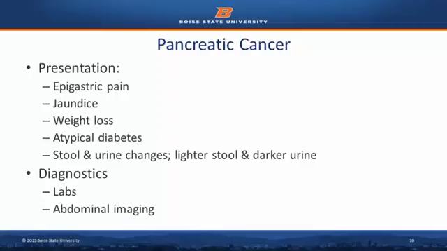Serum liver enzymes and bilirubin should be drawn on all patients presenting with jaundice or epigastric pain to assess cholestasis. Liver function labs will be elevated. Tumor markers CA19-9 and CEA are also typically elevated with pancreatic cancer.